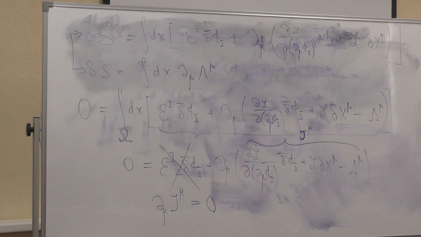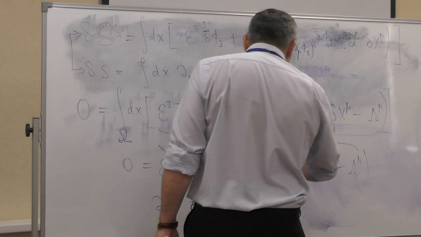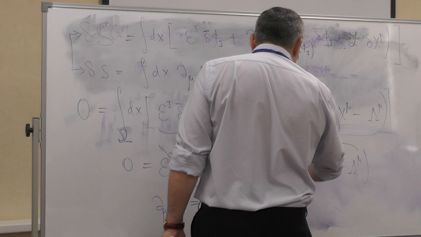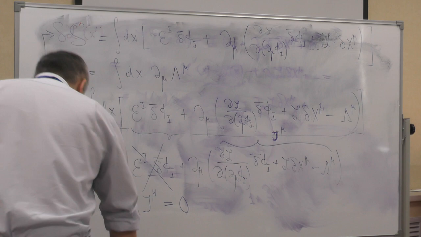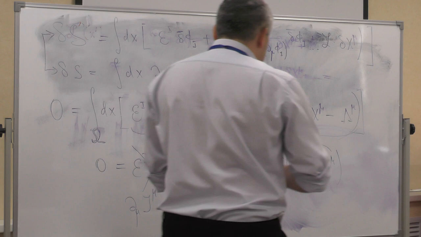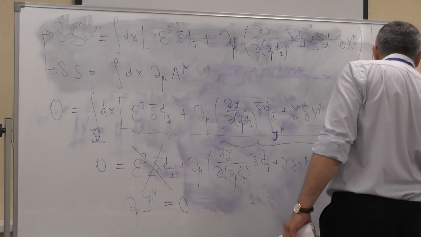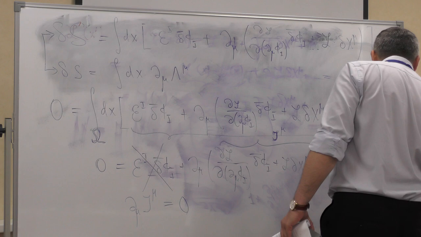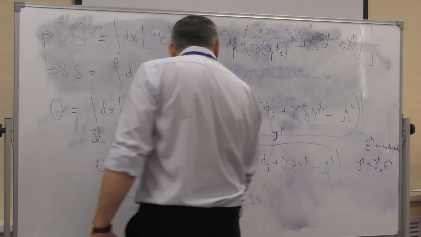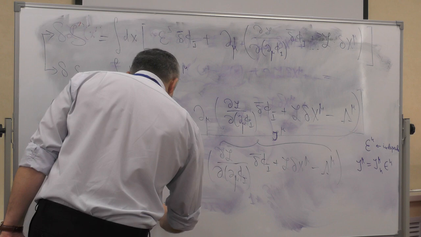And finally, if you now substitute here an explicit form for the variation delta bar phi I, and also for delta x mu, where the functions are X capital and phi capital, and you use the fact that all the parameters epsilon n are independent, so you can actually write this current as J mu n epsilon n, then this equation, since all epsilon n are independent, will be valid for any n separately.